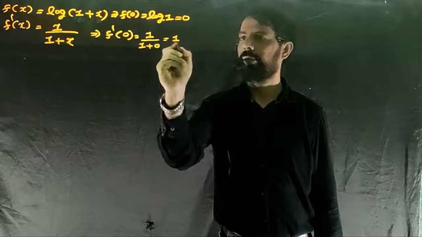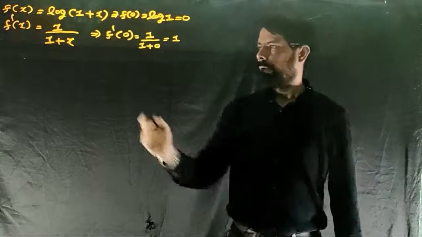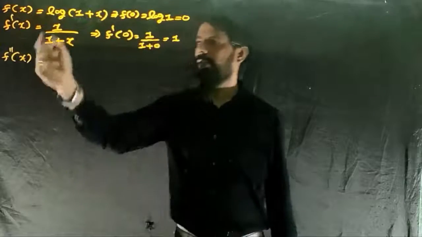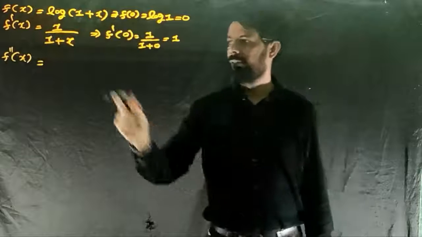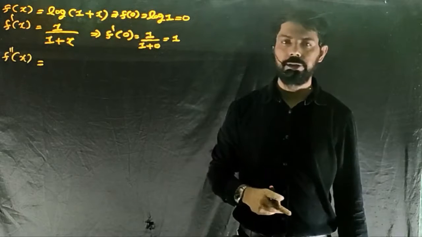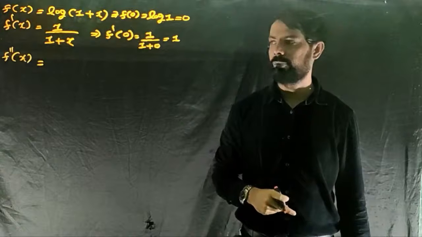So it is 1. Now again taking the derivative, that is f double dash x. As you can see, this function is of the 1 upon x type, and the derivative of 1 divided by x is minus 1 divided by x square.